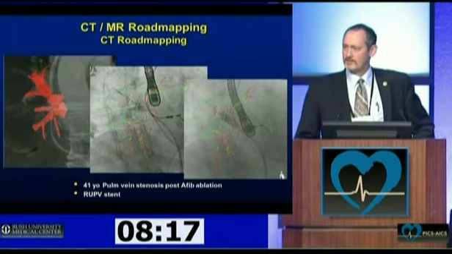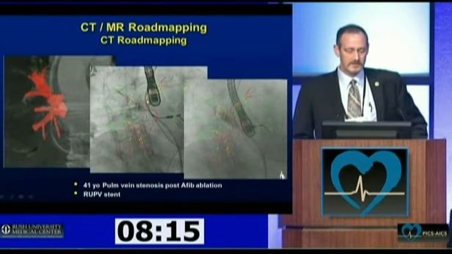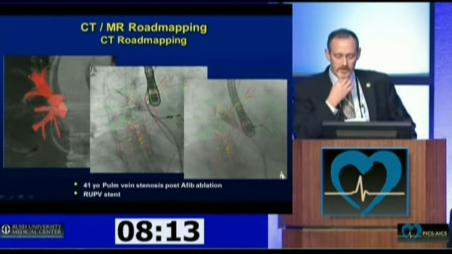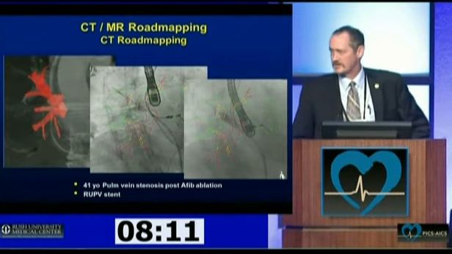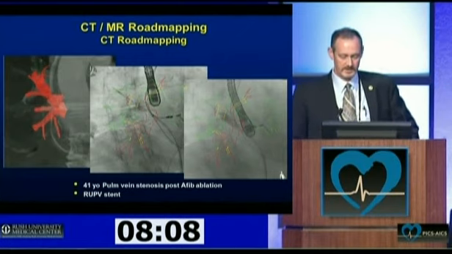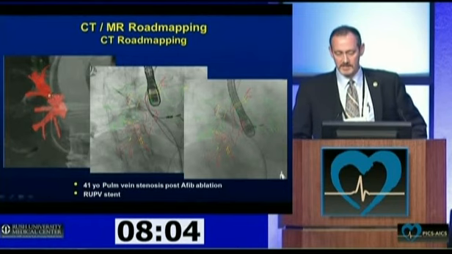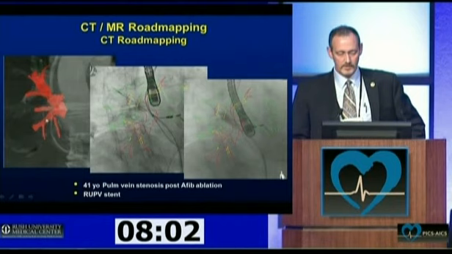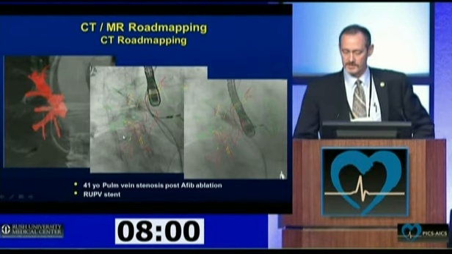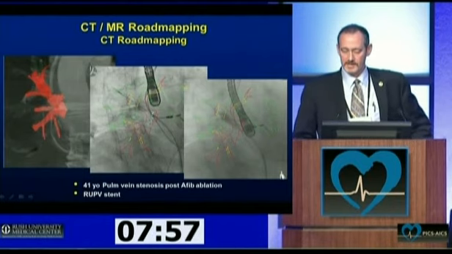Now the next slides are a bit more complex, but this is also CT imaging. This is a 41-year-old patient who had all 4 of her pulmonary veins become extremely stenotic after atrial fibrillation ablation. The CT images that we obtained, we used to segment the right upper pulmonary vein. For the most part we did the right lower as well, but what I'm going to demonstrate in the next frames, here you can see the red outline.